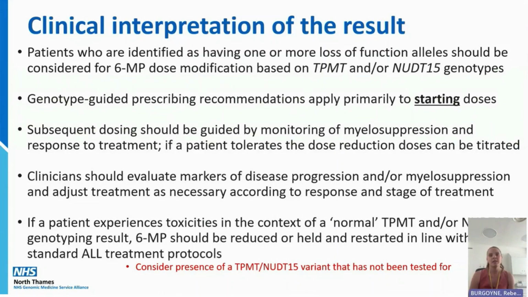Clinicians should evaluate the markers of disease progression in conjunction with the myelosuppression and adjust the treatment as necessary according to the response and the stage of treatment. And if a patient experiences toxicity in the context of what would have been a normal TPMT and/or NUDT15 genotype result, the 6MP should be reduced or held and then restarted in line with standard ALL protocols at a suitable dose once the investigations have been carried out. And like I said, at that point, if a patient is experiencing toxicity with a normal result, the presence of a TPMT or NUDT15 variant that has not been tested for should be considered.